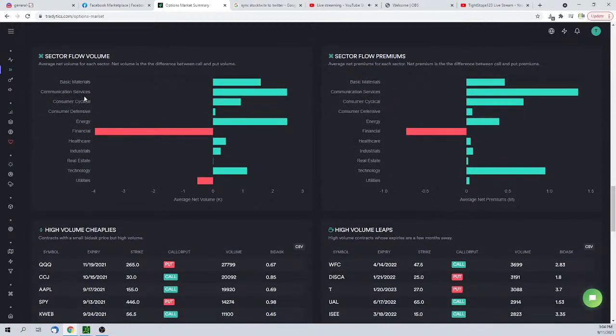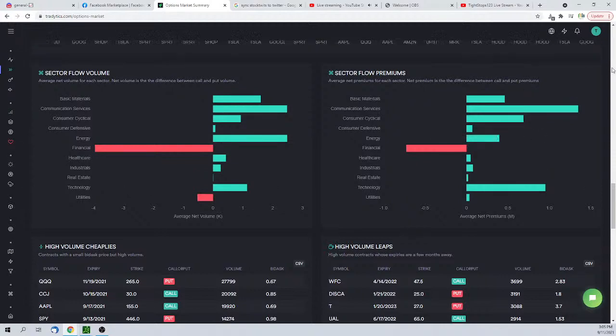And then this is the same sector flow volume for the calls and puts. So this is different than the actual sector volume for the whole market, whether it's commons or options. We see energy was very strong on the call side and financials was very weak. And then same thing, this is the premiums on this side. Once again, I like to look at the volume.